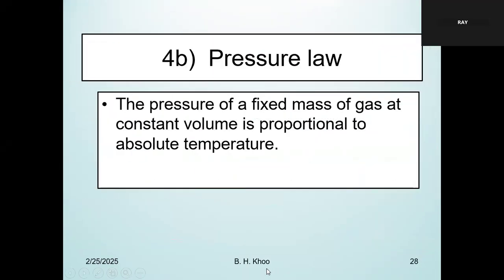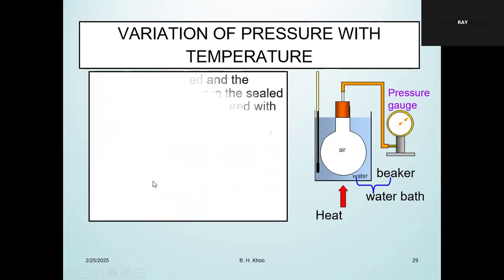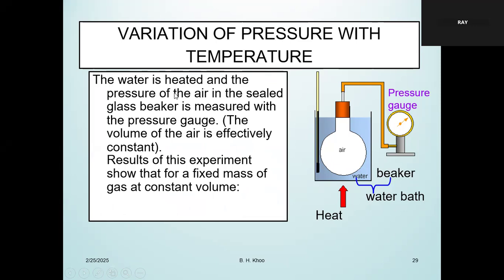Pressure law. Pressure of a fixed mass of gas at constant volume is proportional to absolute temperature. There's your pressure gauge or Bourdon gauge. It measures the pressure of air inside. There's a water bath, which is for you to change the temperature by heating it with a Bunsen burner. Water is heated and the pressure of the air in the sealed glass flask or tube is measured with the pressure gauge. The volume of air is effectively constant. We neglect this volume because it is too small.